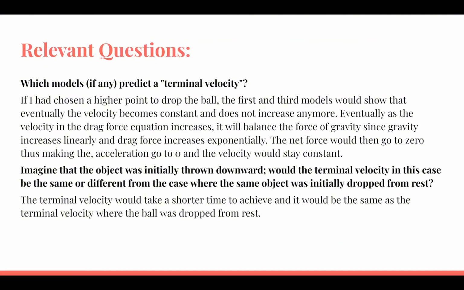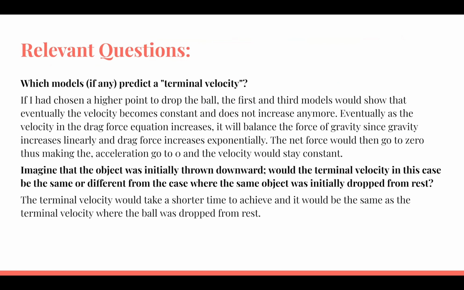Our relevant questions for this experiment were which models, if any, predict a terminal velocity. So if I had chosen a larger time frame and we also dropped the ball from a higher point, you would be able to see on a velocity versus time graph that the first and third models would show that the velocity eventually becomes constant and will not increase anymore. And by increase, I mean increase in magnitude, because it's always going to be negative, but eventually it'll become constant.